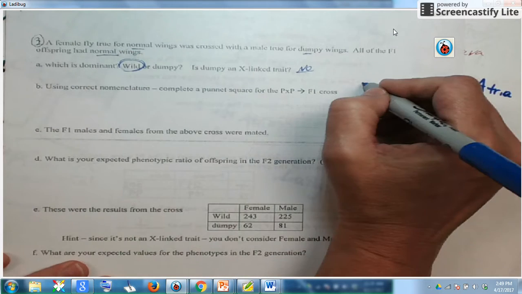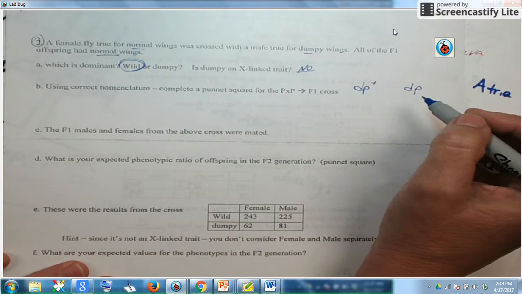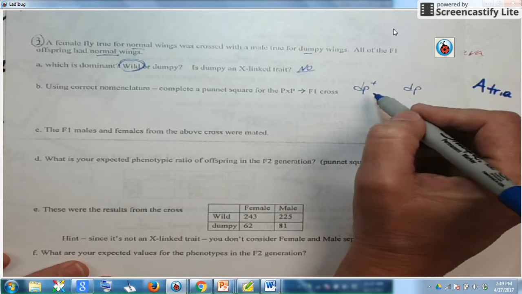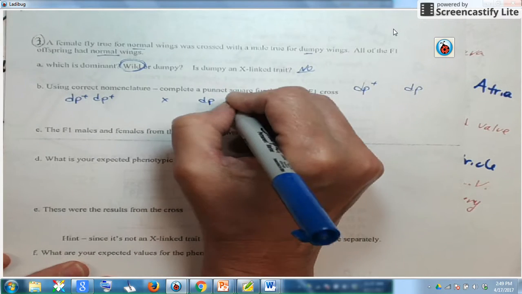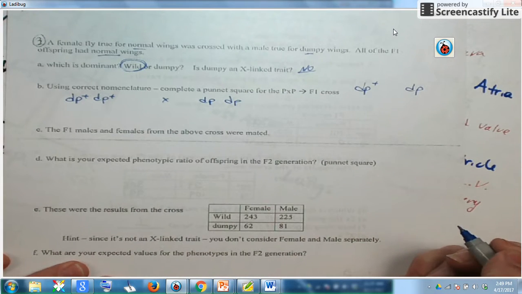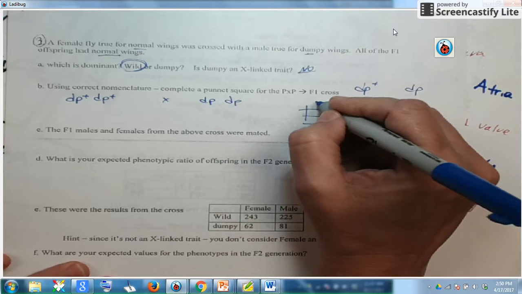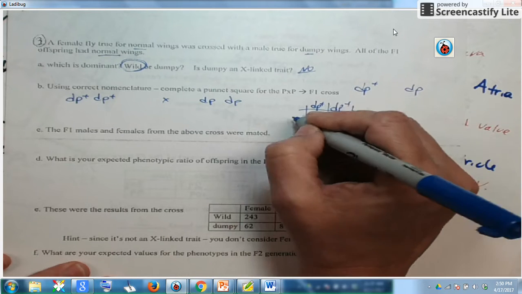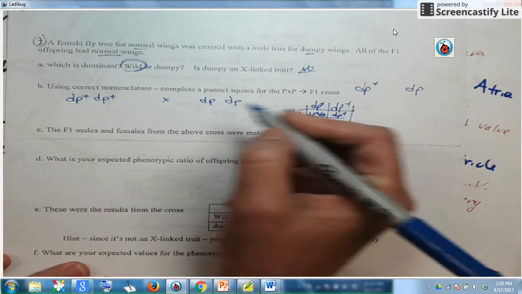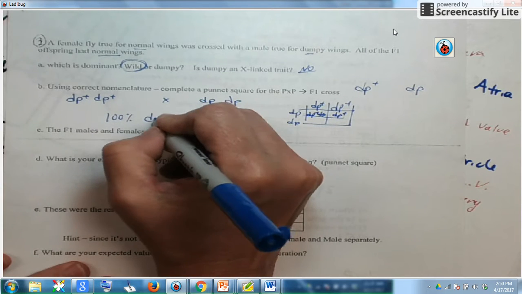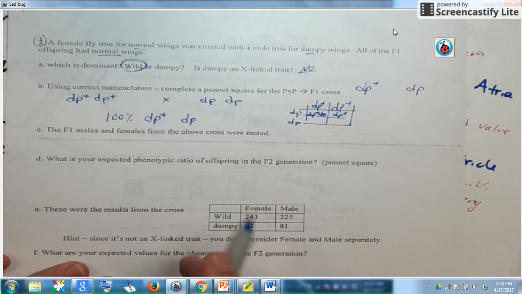We're going to use DP for this kind of thing. So we're going to cross DP plus DP plus with DP DP. These are our wilds. This is our mutant. We did a little Punnett square. So 100% are going to be DP plus DP. They're going to be heterozygous for the normal wings.